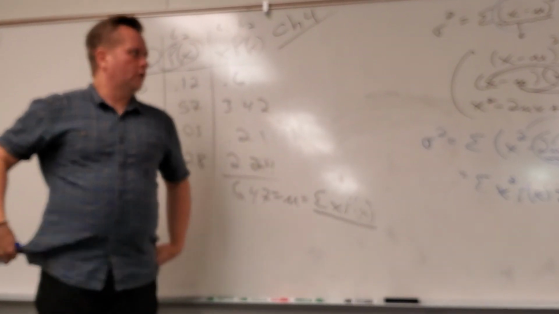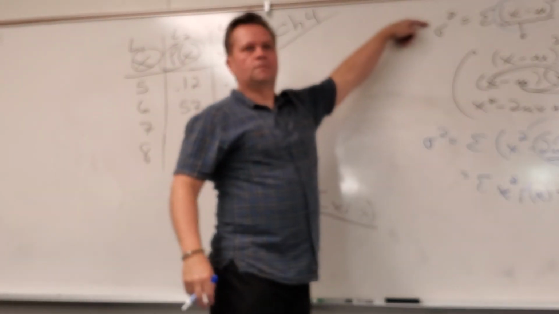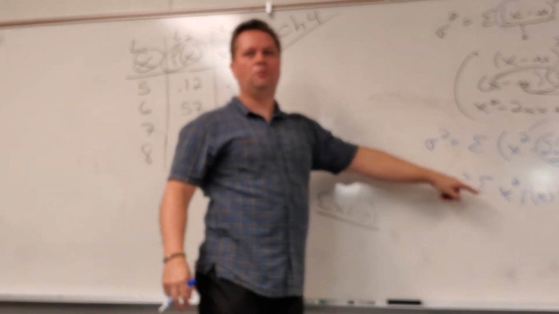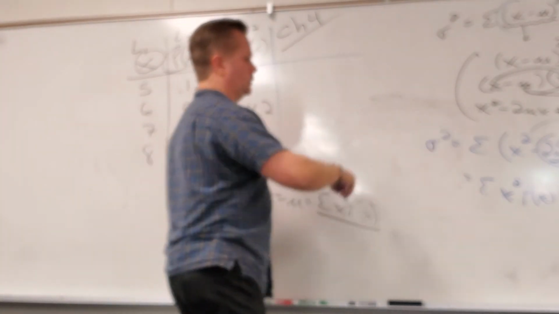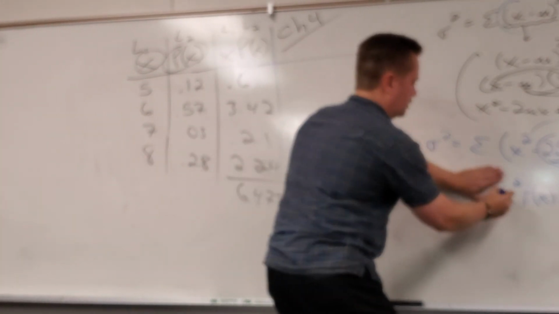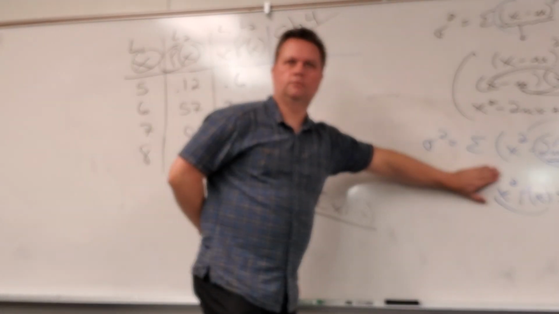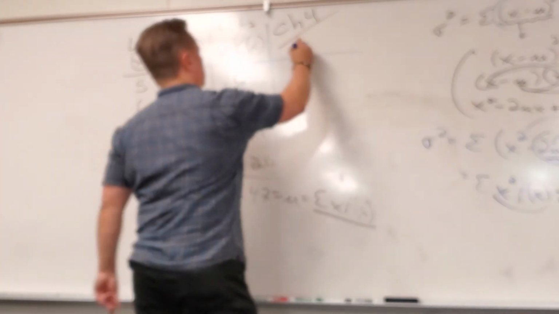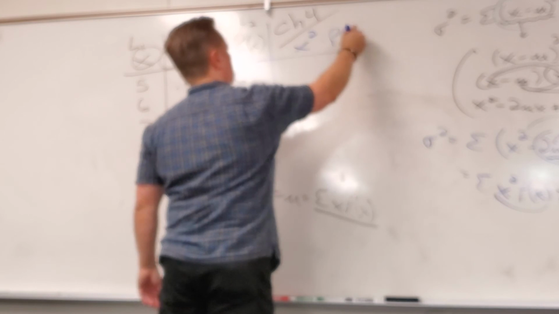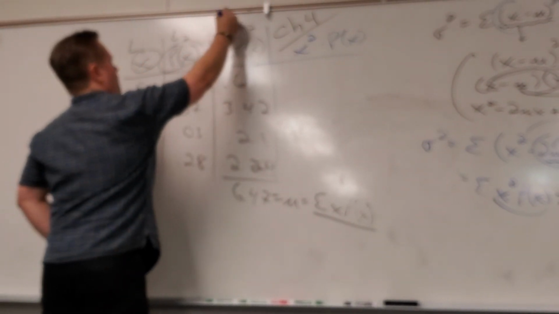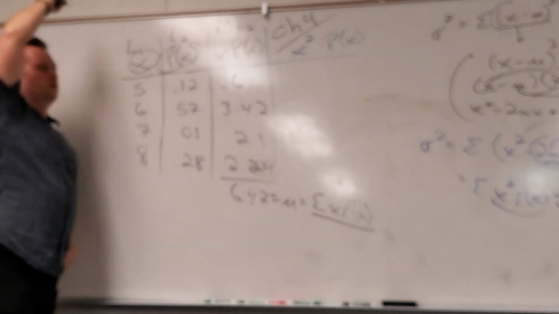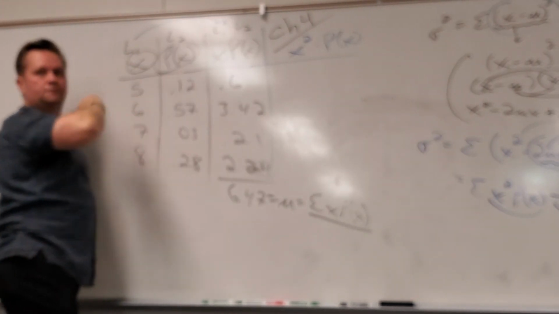Why is it better than this? Because I only need one more column. What column do I need? Cover the summation symbol. What do I need? I need a bunch of these, right? You guys see that? So I need a bunch of x squared p of x's. Here's how I do it. Isn't this L3, by the way? Sorry. Yeah, I do L1 times L3.